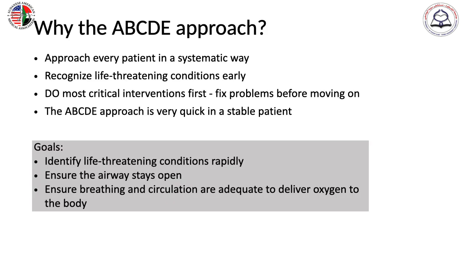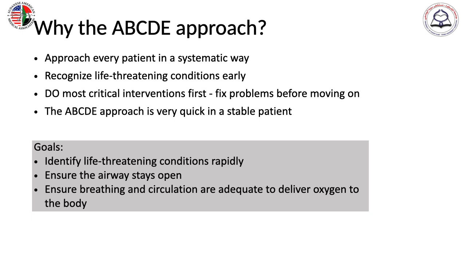The first question, why do we need an ABCDE approach? This approach, we use it to approach every patient in a systematic way. Acutely ill patient could be undifferentiated, and sometimes you cannot immediately know the diagnosis. A systematic approach helps us to identify priorities, and it helps us to recognize life-threatening conditions as early as possible, and we can do the most critical interventions first and fix them before we move on.